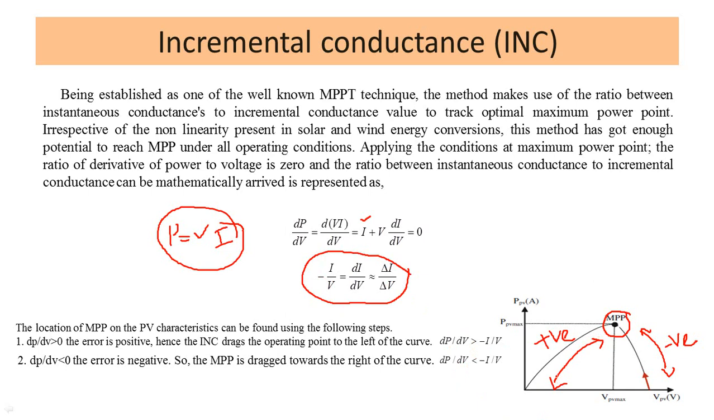That error is going to be positive. If the error is positive, then you will get it on the left hand side of the curve. If it is going to be negative, we are going to operate on the right hand side of the curve. This is the condition that it is based on incremental conductance.